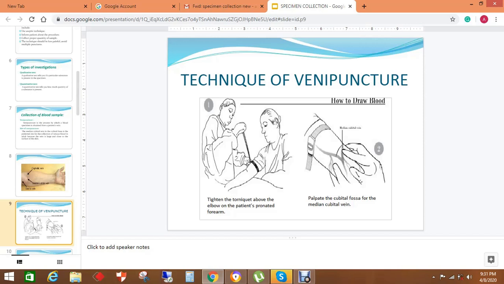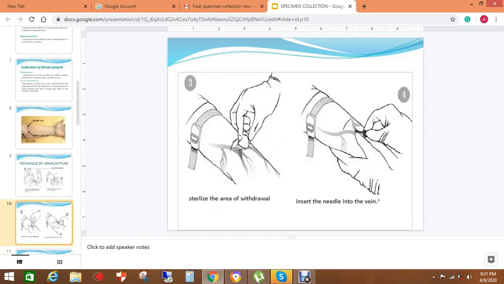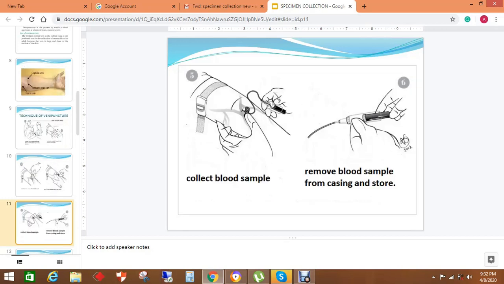So first you tighten the tourniquet above the elbow on the patient's pronated forearm. You palpate the cubital fossa for the median cubital vein. You sterilize the area from where you want to withdraw the blood, and you insert the needle into the vein. Sometimes you can insert a butterfly cannula, and sometimes you just insert the syringe directly. Both of them can be used.